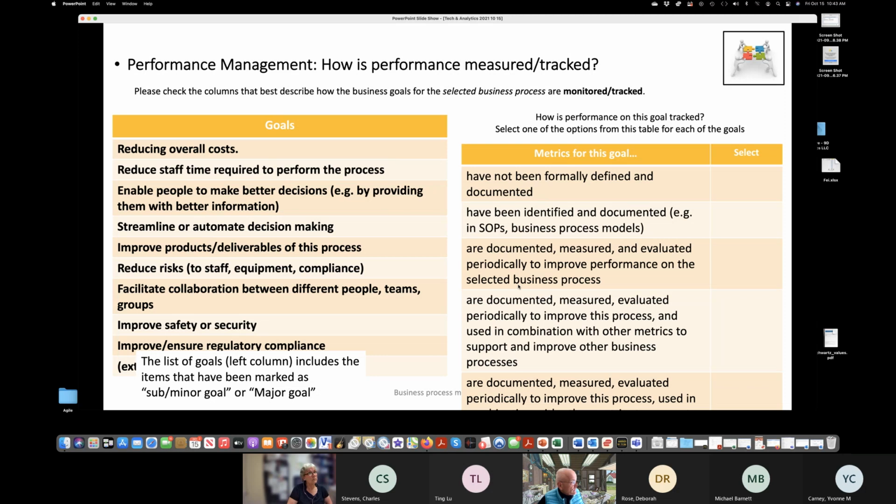So the list of goals on the left column, you could start with the ones that have been marked as somewhat important and or very important and stuff like that. If something's not important, it probably doesn't need to be included on the list. So anyway, does this make sense?